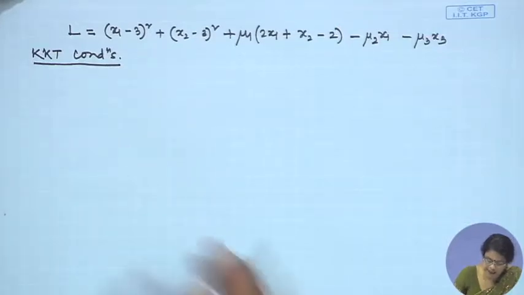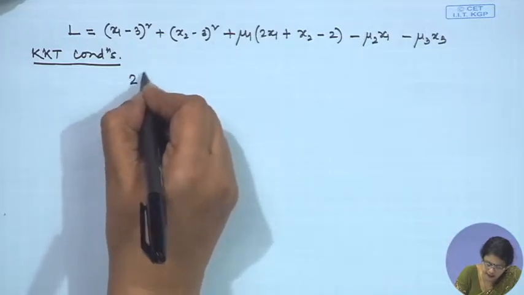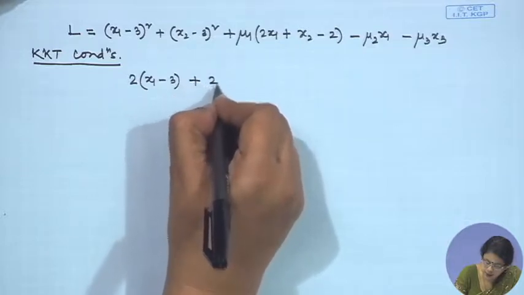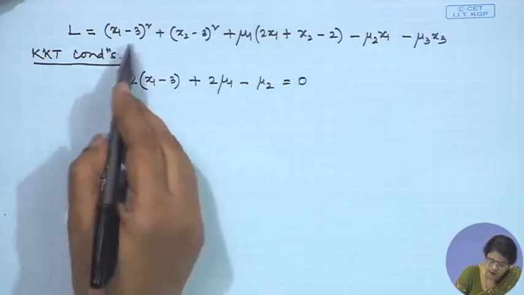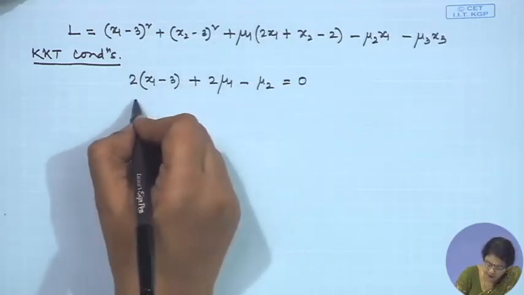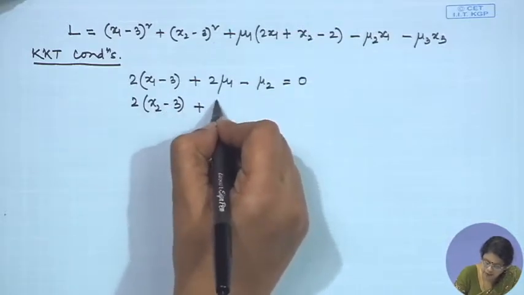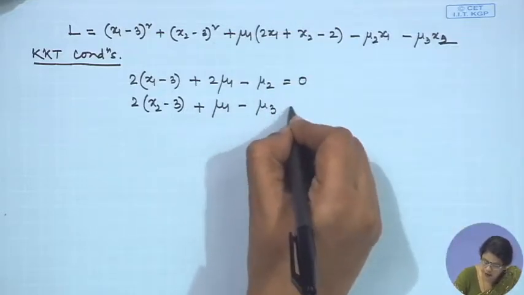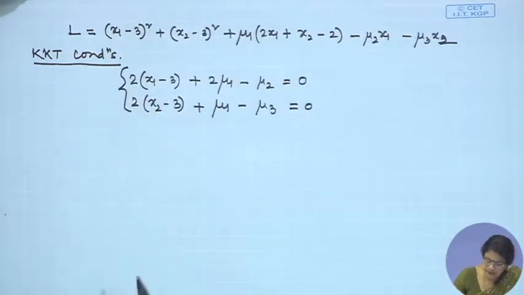Now, let us get the KKT conditions. First is the optimality conditions, that is why we will differentiate with respect to x1 first. Then what we will get? We will get 2 into (x1 minus 3) plus 2 mu 1 minus mu 2 is equal to 0. If we differentiate with respect to x2, then we will get 2 into (x2 minus 3) plus mu 1 minus mu 3 is equal to 0. These are the optimality conditions.